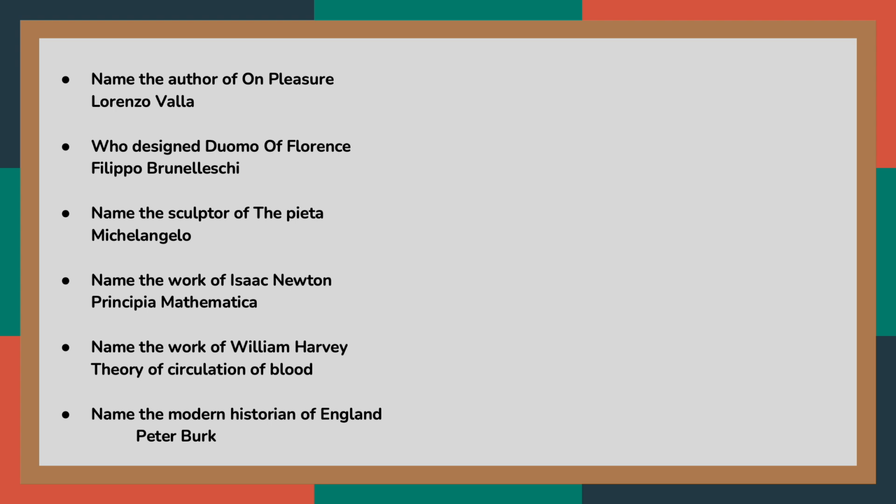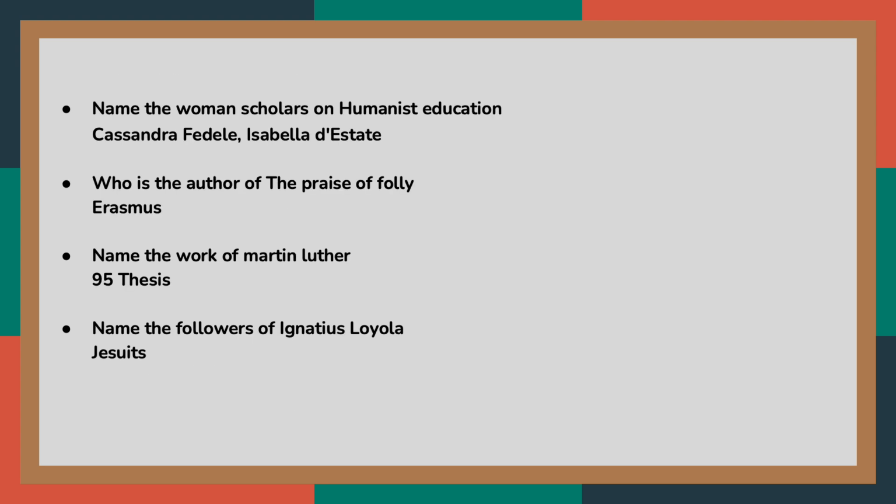The author of the work On Pleasure is Lorenzo Valla. Filippo Brunelleschi is the one who designed the Duomo of Florence. The sculpture of Pieta is by Michelangelo. The work of Isaac Newton is Principia Mathematica. The work of William Harvey is the Theory of Circulation of Blood. The modern historian of England is Peter Burke. Women scholars on humanist education are Cassandra Fedele and Isabella d'Este.